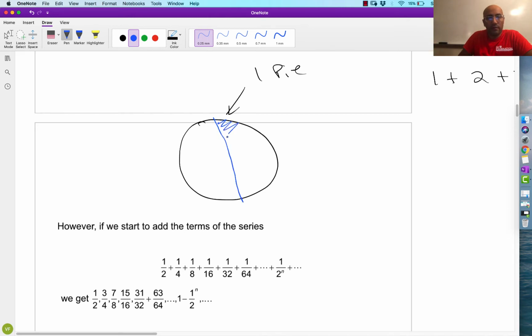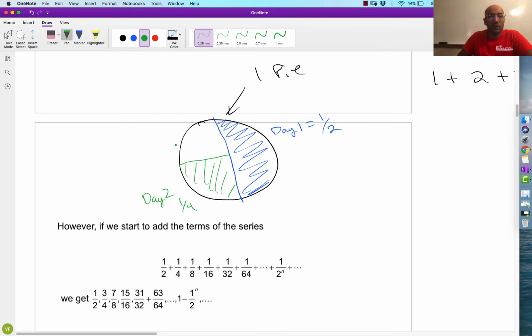Day 1, we eat half my pie. Okay, day number 2, you come back and you know what, I'm going to eat half of the half I have left over. So I take half of my half, which is a fourth. So on day number 2, you eat a fourth. That's this guy. Good. Then the next day, you eat half of what you have left over, which was 1/4, and half of a fourth is 1/8. So on day 3, you have 1/8, and that's this part.